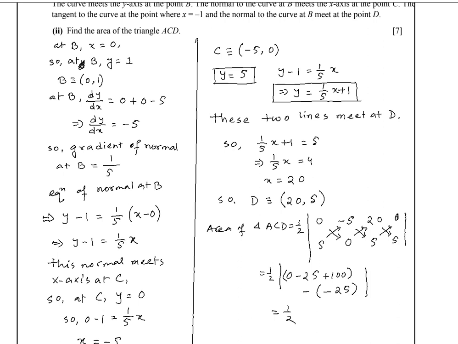Then the next line, half times the 100 inside the modulus. So 100 divided by 2 gives us 50. So 50 units squared is the area of the triangle ACD. So the first option is done. Let's go for the other option.